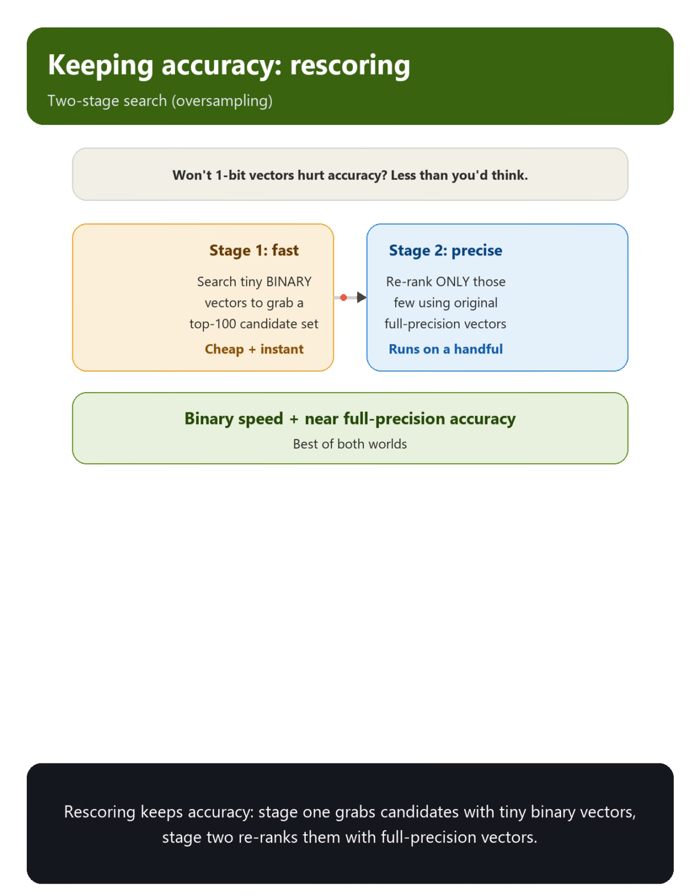Now you might worry. Surely turning rich numbers into single bits destroys accuracy. It does hurt, but less than you would expect, and there is a brilliant fix called rescoring, or oversampling. The idea is two-stage search. First, use the tiny binary vectors to quickly grab a larger candidate set, say the top 100. Then re-rank just those few using the original, full precision vectors. You get binary speed with near full accuracy, because the expensive step runs on only a handful of results.